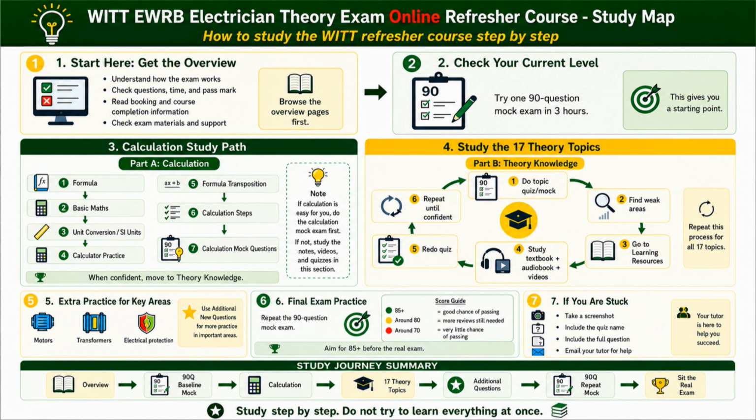For each topic, I suggest you follow the same study cycle. First, do the topic quiz or topic mock questions. Second, find your weak areas. Third, go to learning resources. Fourth, study the textbook notes, audiobook, and related videos. Fifth, redo the quiz. Sixth, repeat until you are confident. You need to repeat this process for all 17 topics.